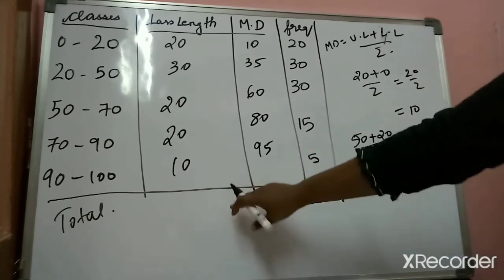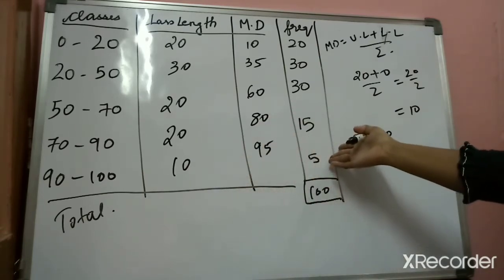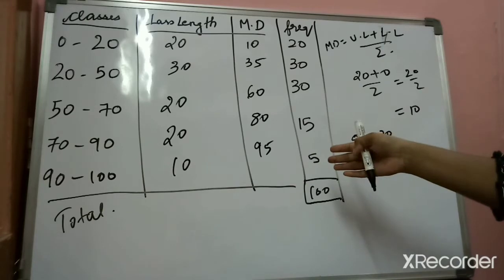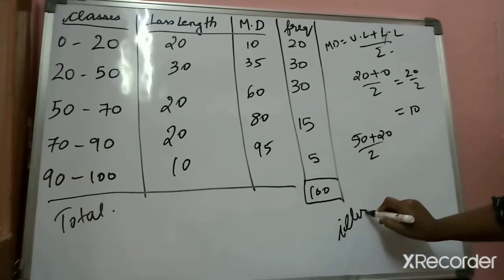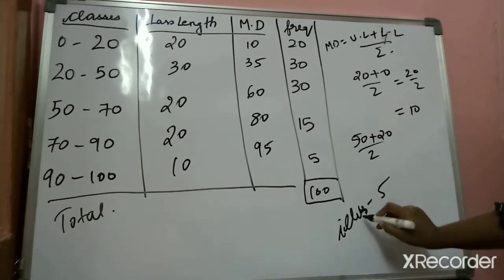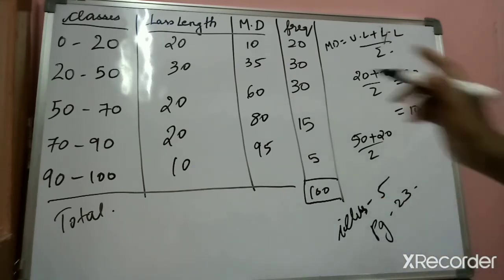Just find out the class length, which is very easy, and then the mid value. Frequency is already given to you. You don't have to make the tally marks. So this is the completion of your illustration 5. Clear? Illustration number 5, page number 23. Just do it by yourself in your rough notebook.